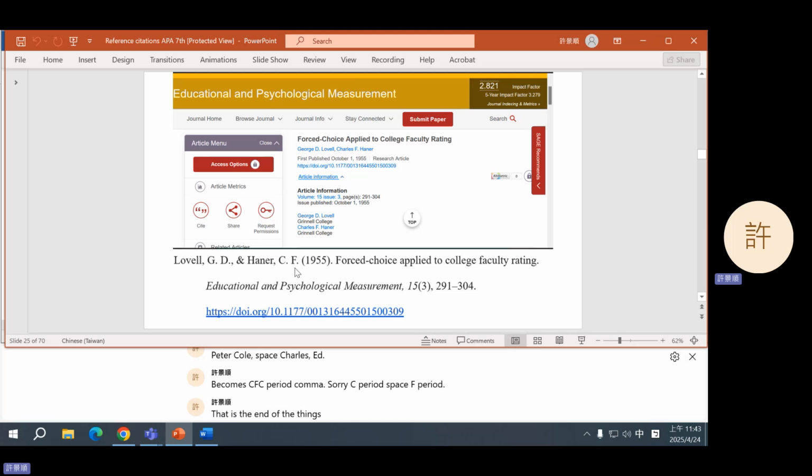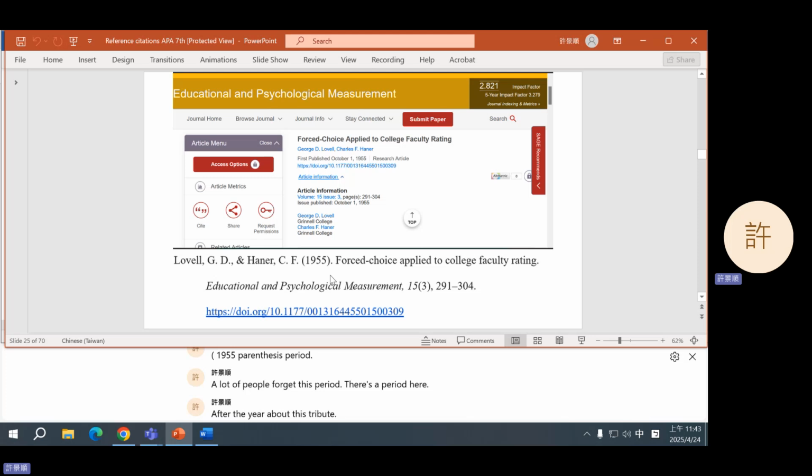Then you add the year. The year is here. First published October 1, 1955. So this is the year. Parenthesis, 1955, parenthesis, period. A lot of people forget this period. There's a period here. After the year, add this period.